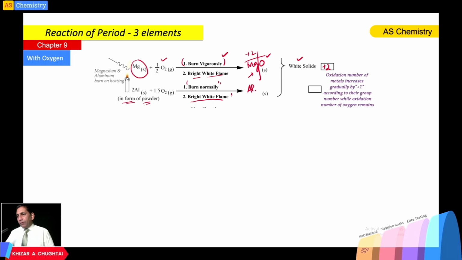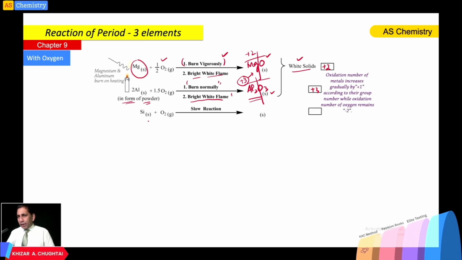And here is the formation of Al2O3. Aluminium oxide is supposed to be formed. In this case, this aluminium is showing a +3 oxidation state. Again, the color of this solid that is formed as a reaction of oxygen and aluminium is white.